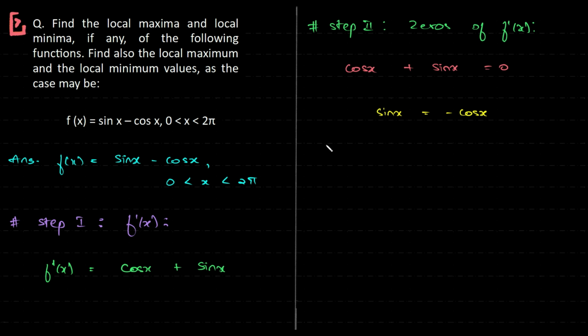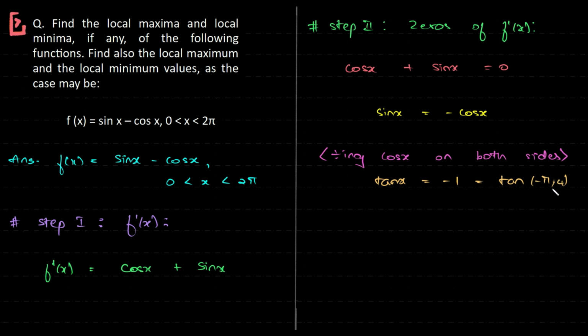And next we have to divide on both sides. Again, there are many ways of solving it, so this is what I'm thinking of. So this would be tan x, which is equal to -1, and this is tan of minus pi by 4. So x is minus pi by 4.